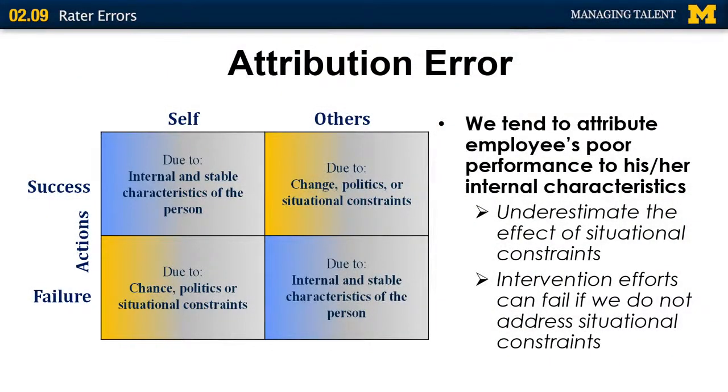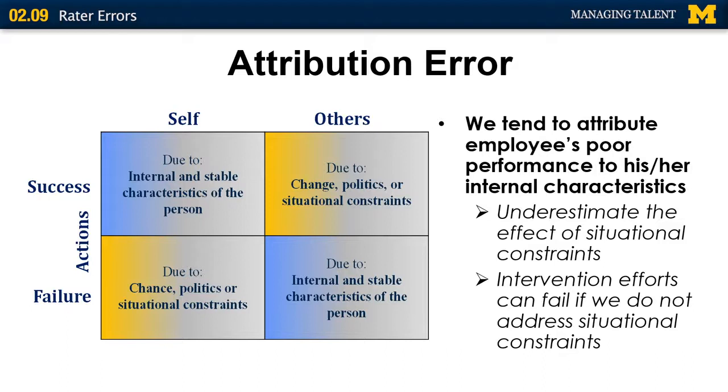Attribution error. You may recall that we talked about this in course 1, where in evaluating others' performance, we tend to attribute employees' poor performance to his or her internal characteristics. You fail because you're lazy, incompetent, not skilled. So we underestimate the effect of situational constraints.